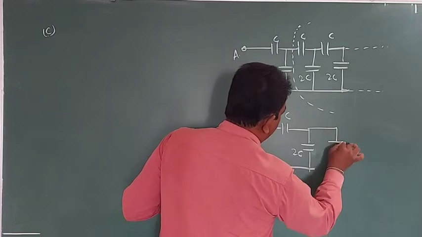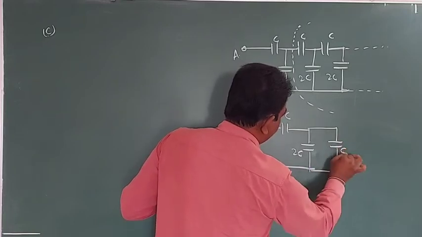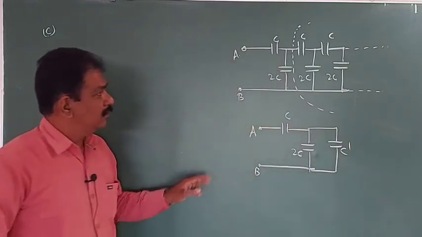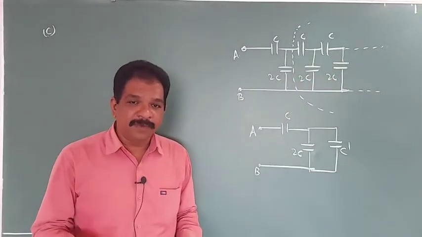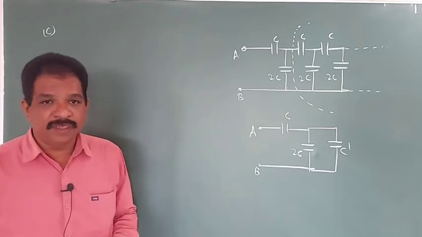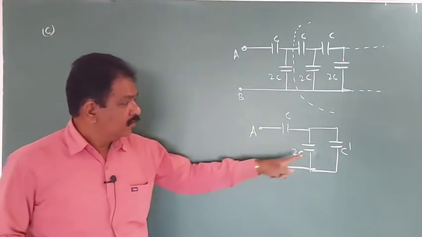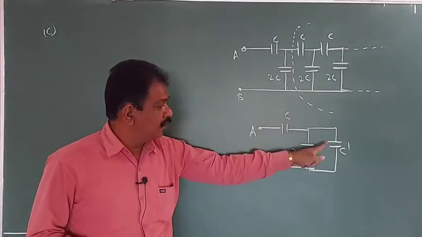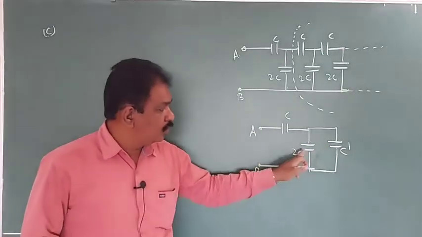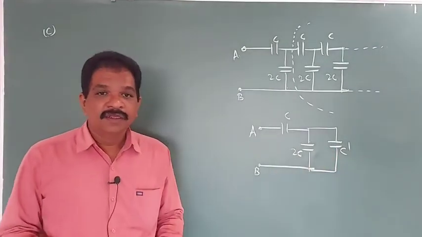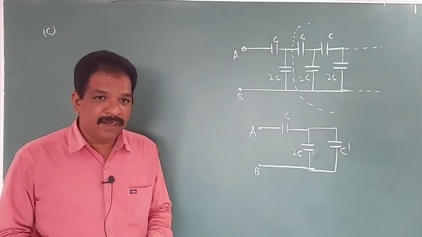Here it will be C dash. What I am assuming is this remaining entire circuit capacity as C dash. So by removing all of this, I can write C dash. Now see this 2C and C dash, those will be in parallel.